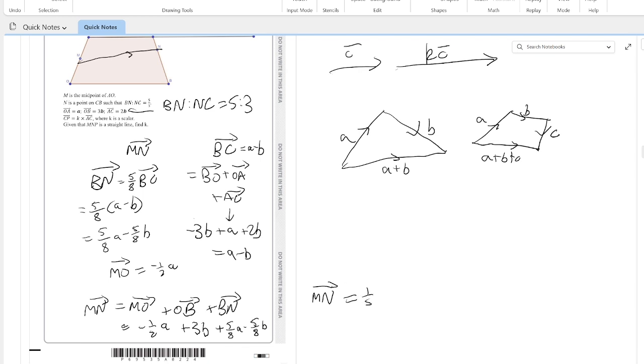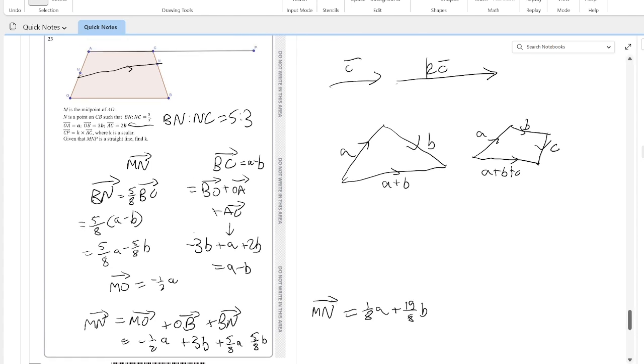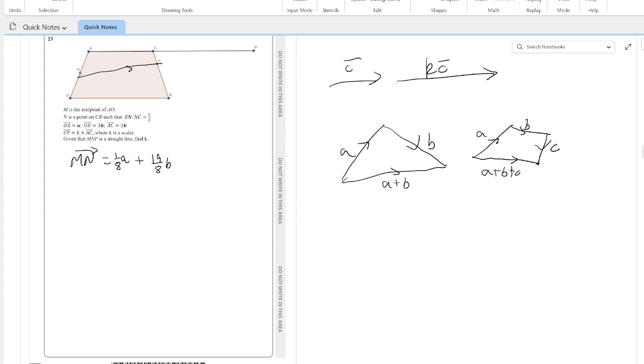And so we get that MN equals an 8th a plus 19 over 8 b. I'll leave this on if you want to take a screenshot, because I will be rubbing this out. We have that MN is an 8th a plus 19 over 8 b.